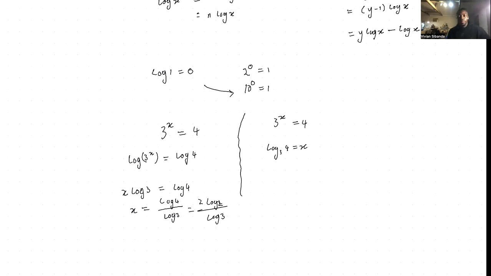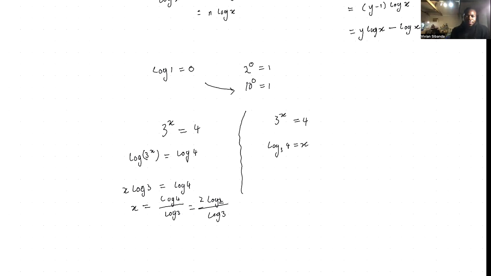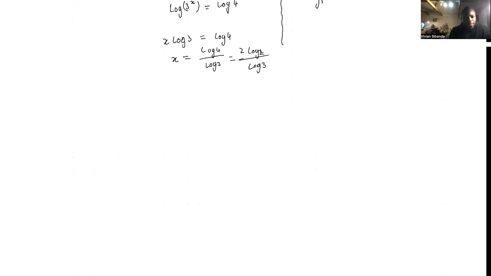Okay, now let's work with ln. What is ln? Now, if we have ln, it's called natural logarithm. I think it's pronounced something like that. So that's what ln is. So ln is natural logarithm.